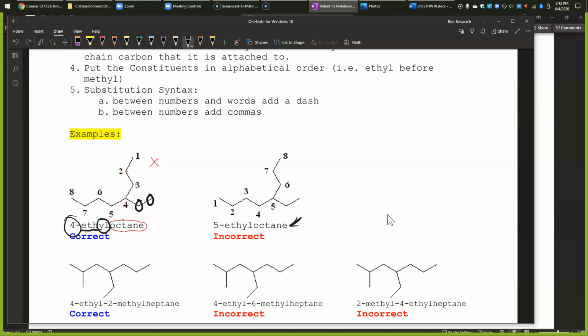What about this one? Why am I calling this one incorrect? Why? I started counting from the wrong end.